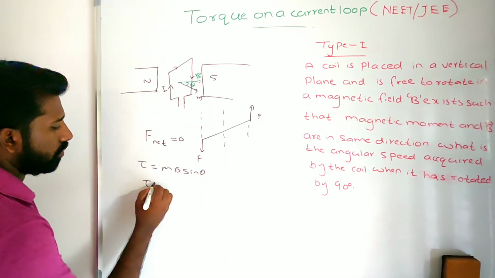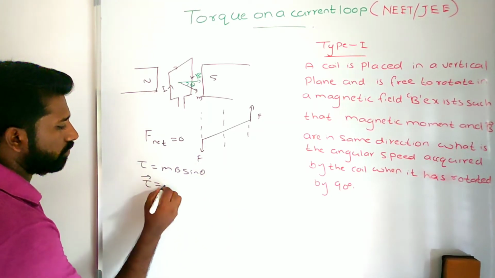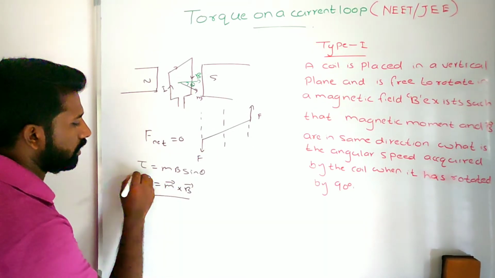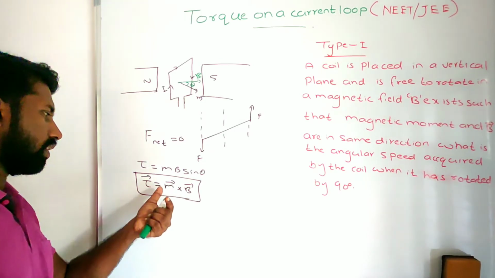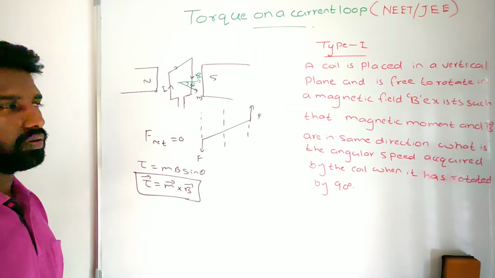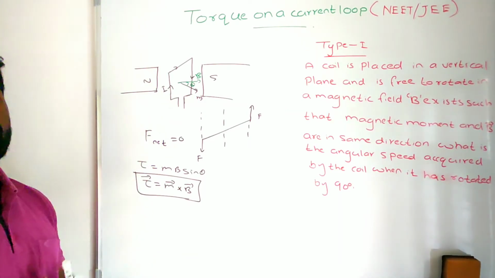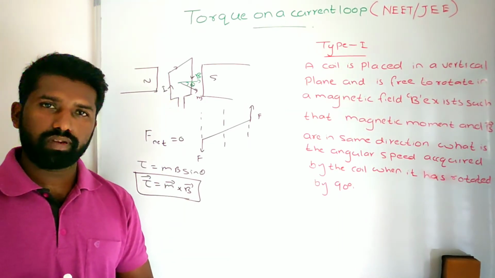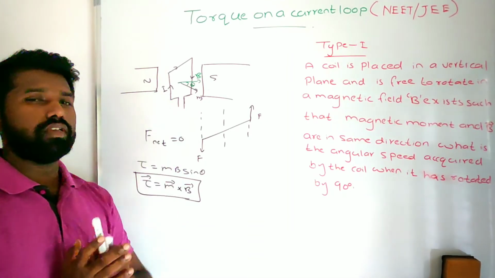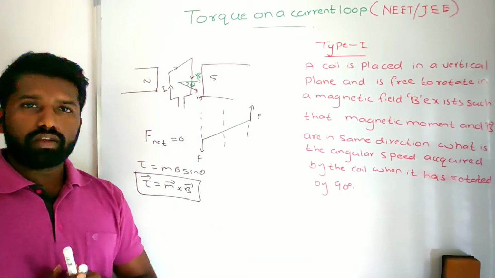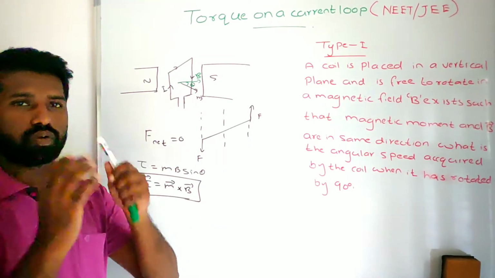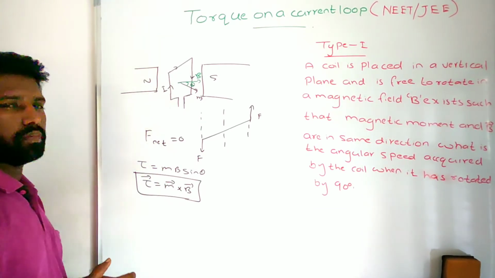We can write the torque in vector form as m cross B, and the direction of the torque is perpendicular to the plane containing m and B. This is the torque acting on a rectangular loop placed in a uniform magnetic field. In a similar way, any closed loop placed in a uniform magnetic field, if it carries a current, will experience a torque. That formula is m cross B.